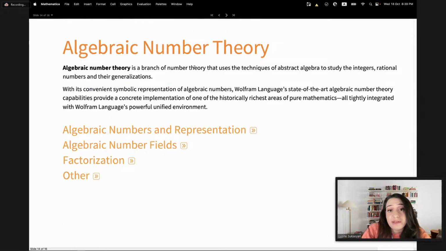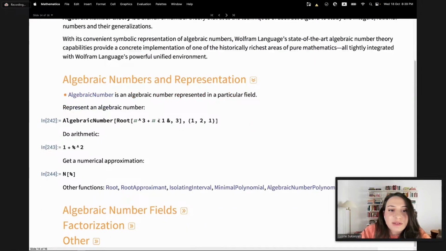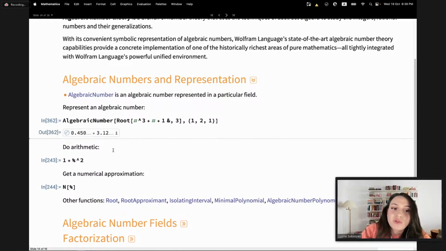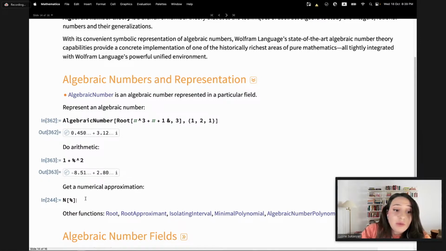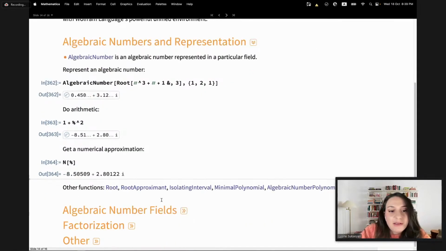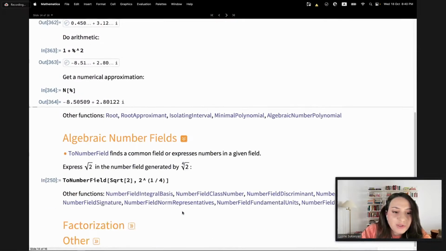Okay, algebraic number theory is another category in number theory. It's a branch in number theory, actually, that uses the techniques of abstract algebra to study the integers, rational numbers, and their generalizations. Here, the functions are grouped in these categories: algebraic numbers and representation. For example, what is this function? Algebraic number is an algebraic number represented in a particular field, right? We can represent an algebraic number by doing this. We can even do some arithmetic with it, and we can get a numerical approximation. The other functions are root approximant, minimal polynomial, and the other functions.